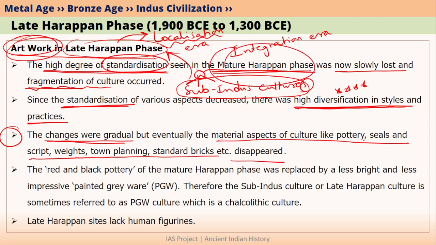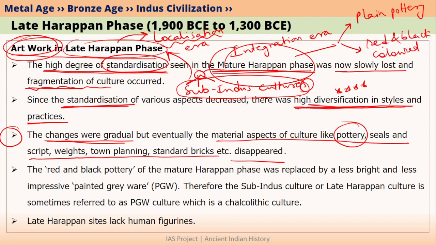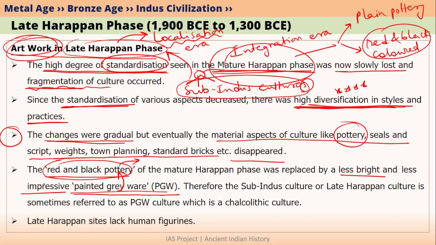gradually disappeared. Particularly, if we talk about pottery, we know that in the mature Harappan phase, the kind of pottery being made was plain pottery and red and black pottery. When we discussed Harappan pottery, we said that red and black pottery was basically the characteristic pottery of the mature Harappan phase culture. Since there was a diversification in style of pottery in the late Harappan phase, these people were not making red and black pottery anymore. They were making another kind of pottery called painted greyware. And this painted greyware is not as impressive as red and black pottery. Red and black pottery was very stylized, but painted greyware was less bright as well as less impressive compared to red and black pottery.